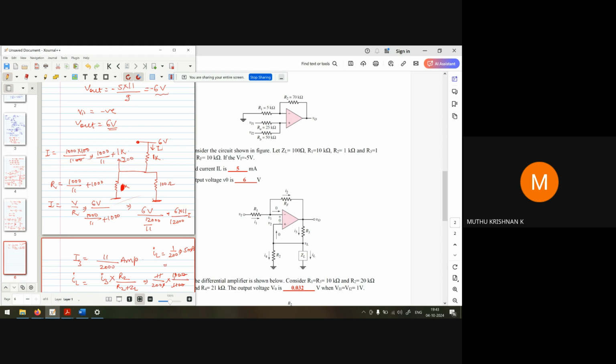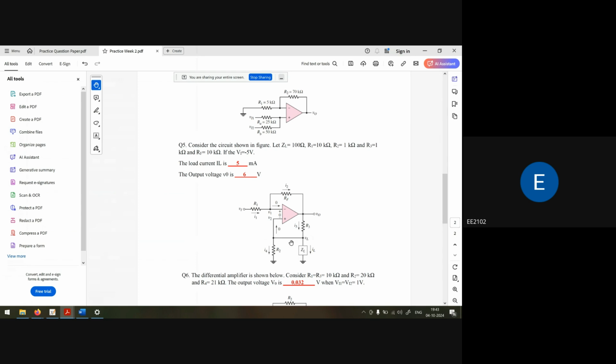Sir, when we say VL equals VO by 11, aren't we considering only the R3 and R2? We are considering only the R3 and ZL, because the voltage drop across the ZL and the voltage drop across the R2 is the same, because they are in parallel. So the overall voltage drop is across R3 as well as either ZL or R2. That is up to you, whether you choose the ZL or you choose the R2.